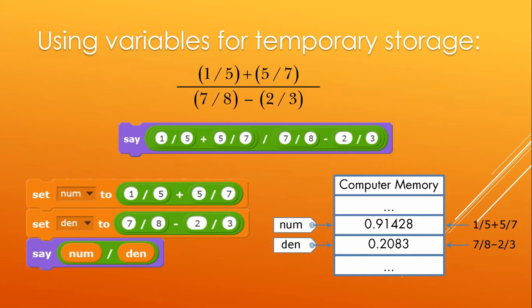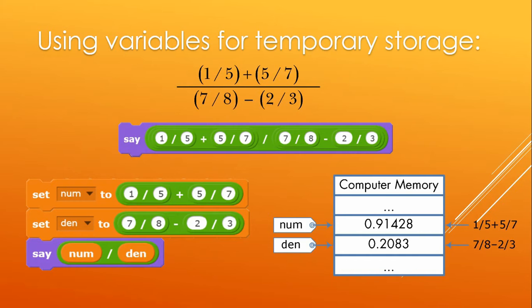Okay, using variables for temporary storage. This is if you want to store values at intermittent steps within your calculation. So if you look at this formula, 1/5 plus 5/7, all divided by 7/8 minus 2/3, that's a bit of a complicated sum. And if you had to just write it all out in that say command, it's a little bit difficult to read. You'd have to try and work out where the brackets are and what has been added and what's been divided, what's been subtracted.